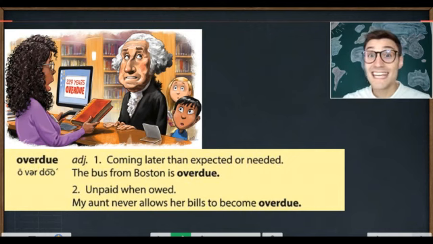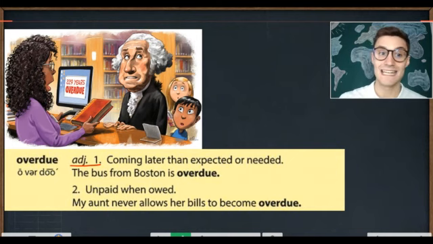The next word is overdue. We use overdue to describe something which comes later than expected or needed. Overdue. The bus from Boston is overdue. It's later than what was expected.